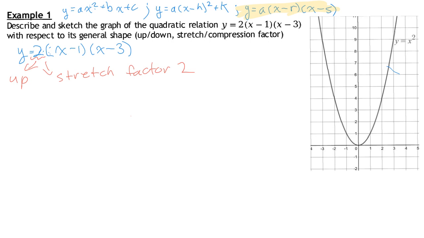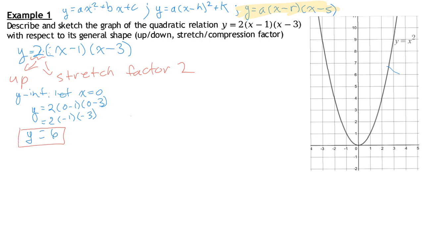Now, the other thing that we need for this sketch: anytime I ask you for some key points on a graph, I'm usually looking for the y-intercept or the x-intercepts. Let's quickly calculate the y-intercept for this parabola. We end up with a value for our y-intercept of 6. Now I'll just graph that. So there we have our y-intercept of 6, and now we need our x-intercepts.